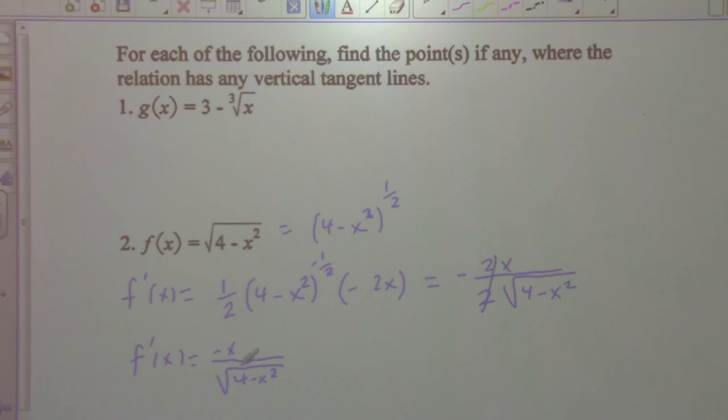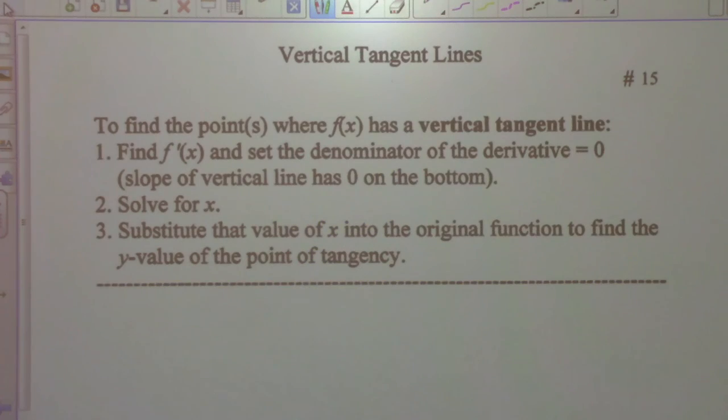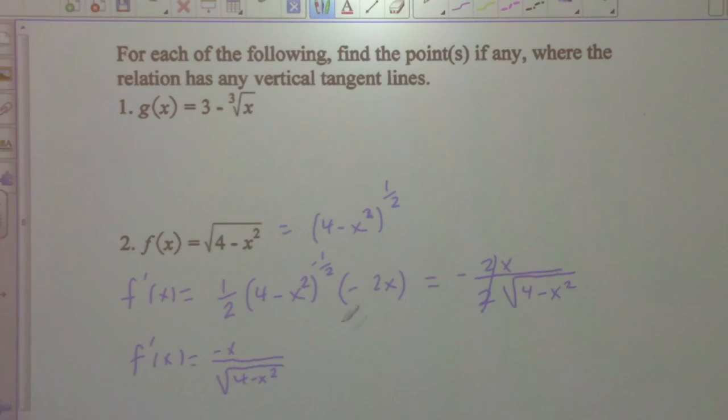So this is what I got for the derivative of that. Does that seem right? Sure. Okay, so what do we do next? Step two is set equal to zero. Set our denominator equal to zero. Actually, that's step one still, right? So we say the square root of 4 minus x squared is equal to zero.